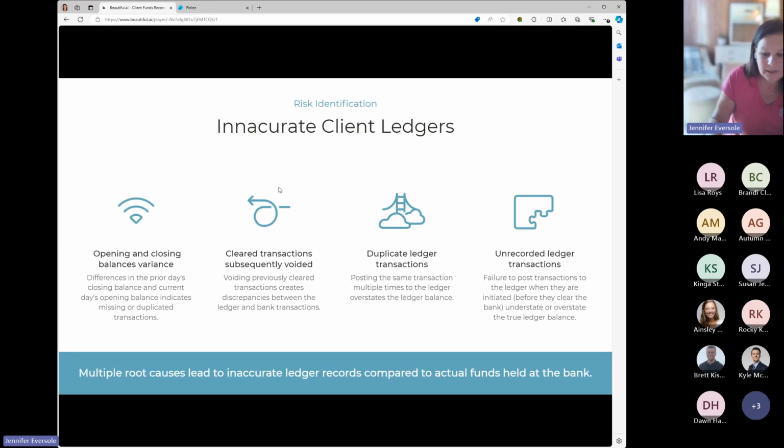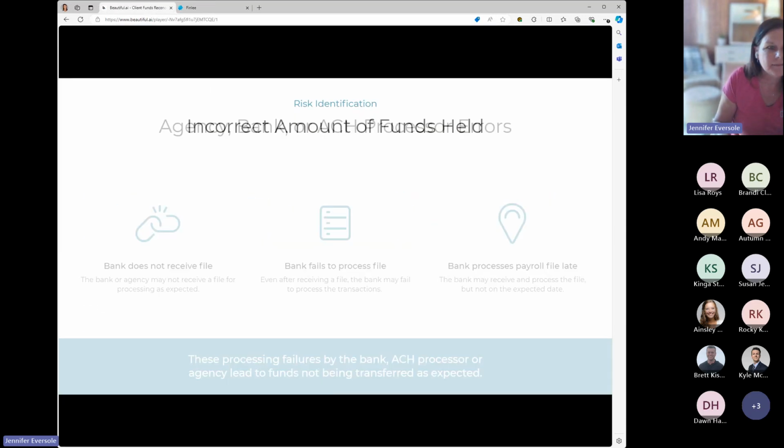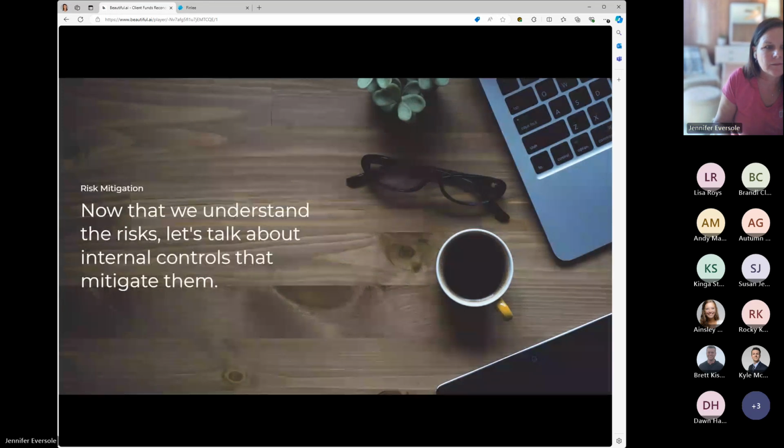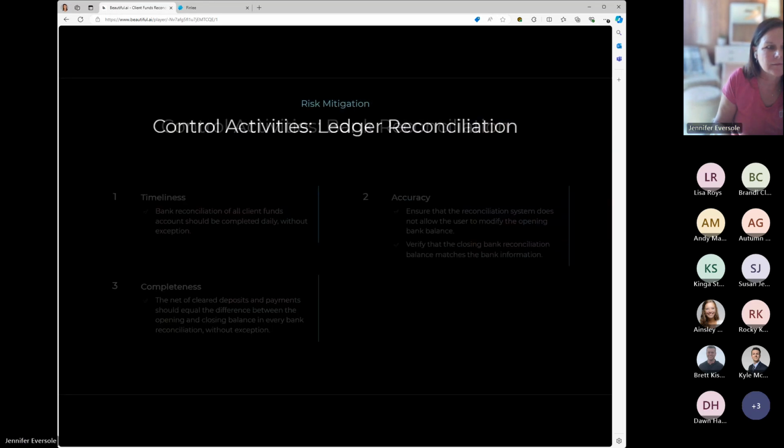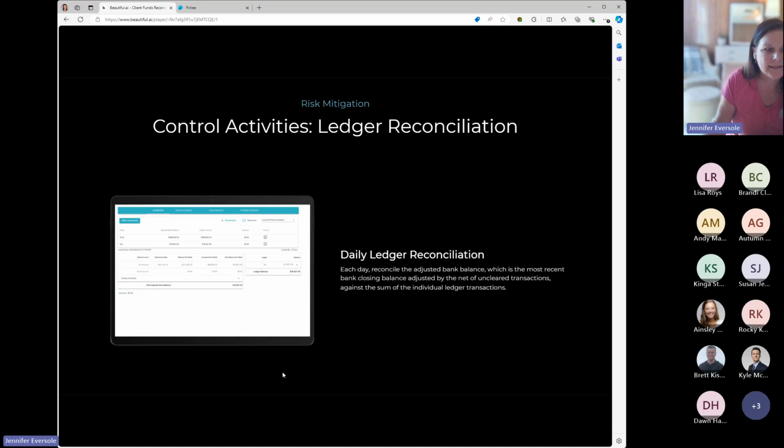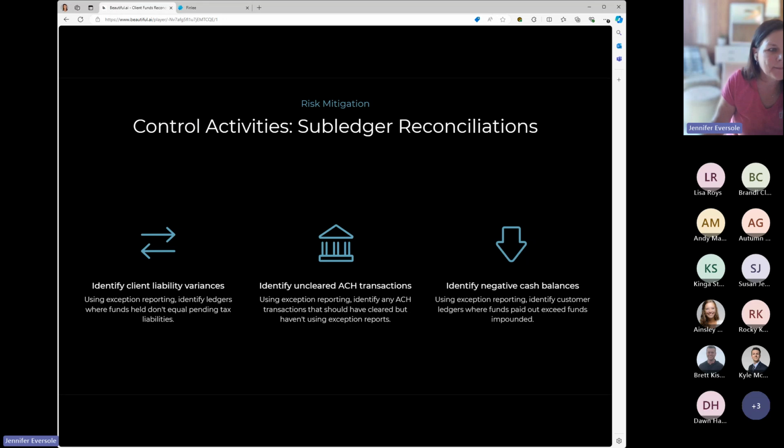So let me come back over here, get back to the right slide. All right, so that's the ledger reconciliation. Again, not something that you have to deal with very often, but it's important that it's done every day.